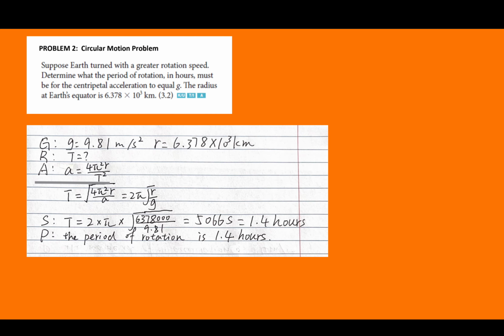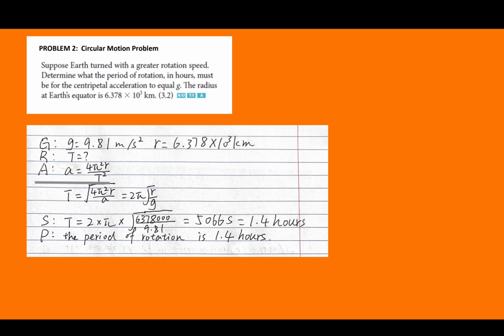For problem 2, we know g is 9.81 meters per second squared. The radius at Earth's equator is 6,378 kilometers. We write these things in the G part. We have to determine the period of rotation, in hours, so we write what T is in the P part.